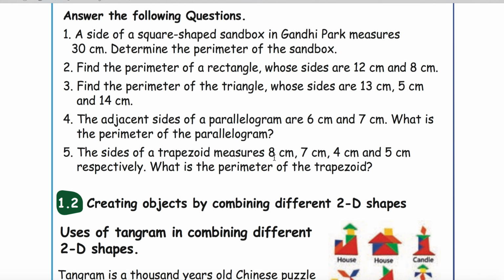The sides of the trapezoid measure 8, 7, 4, 5 respectively. What is the perimeter of the trapezoid? Sides are given, right? Add all sides. 8 plus 4, 12. 12 plus 7, 19. 19 plus 5, 24.